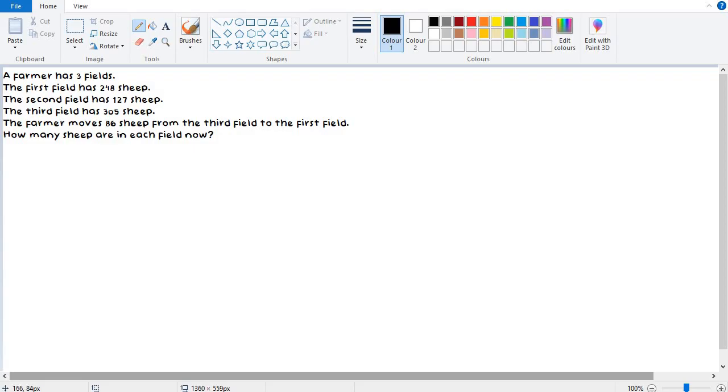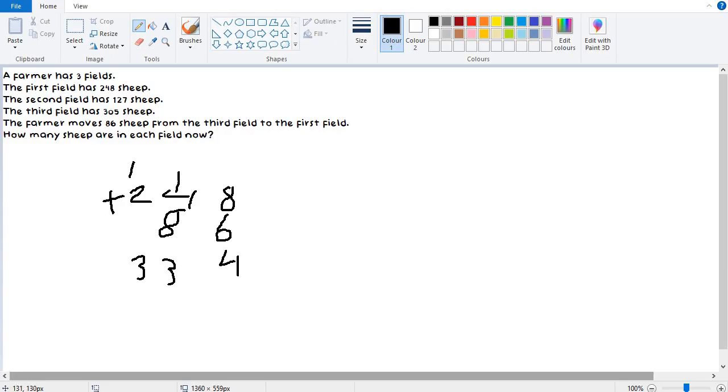So in the third field we have 305, and it takes 86 sheep from the third field and gives 86 more to the first field. So now we have to do 248 add 86 as we're moving 86 sheep into the first field. So the first field now has 334 sheep.